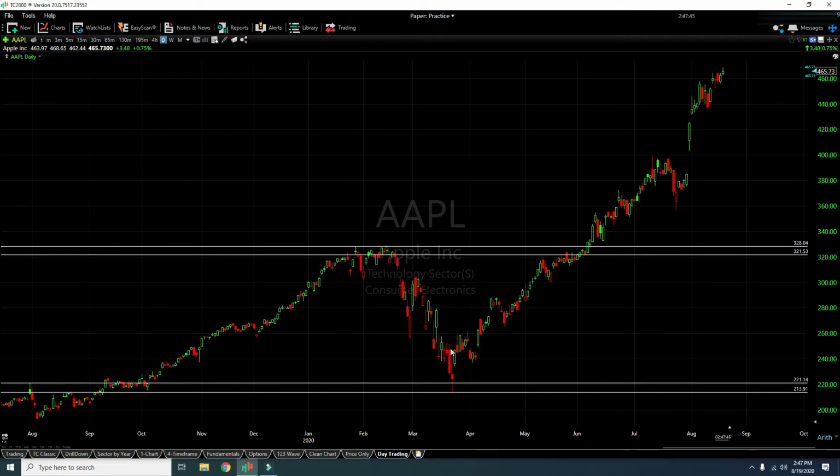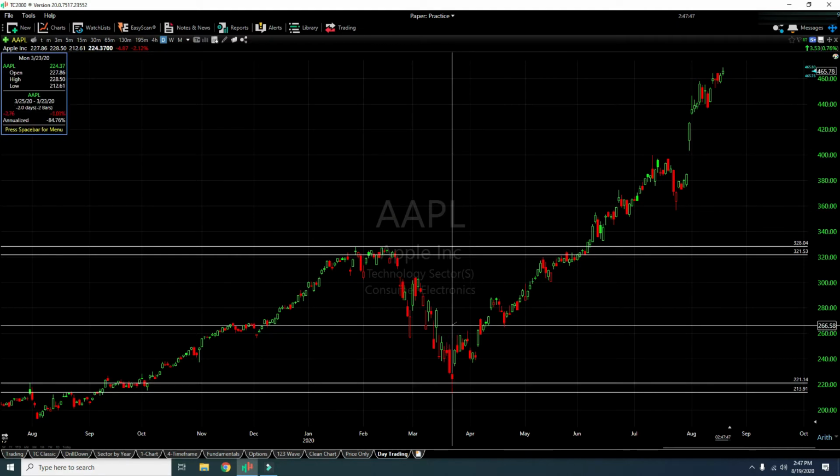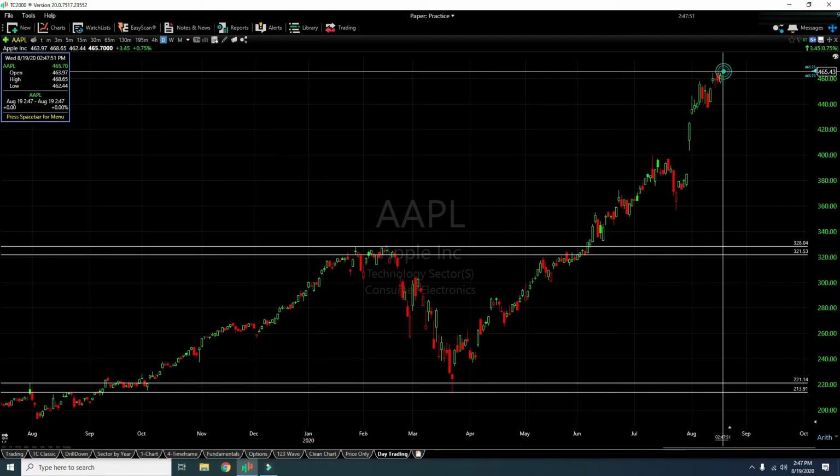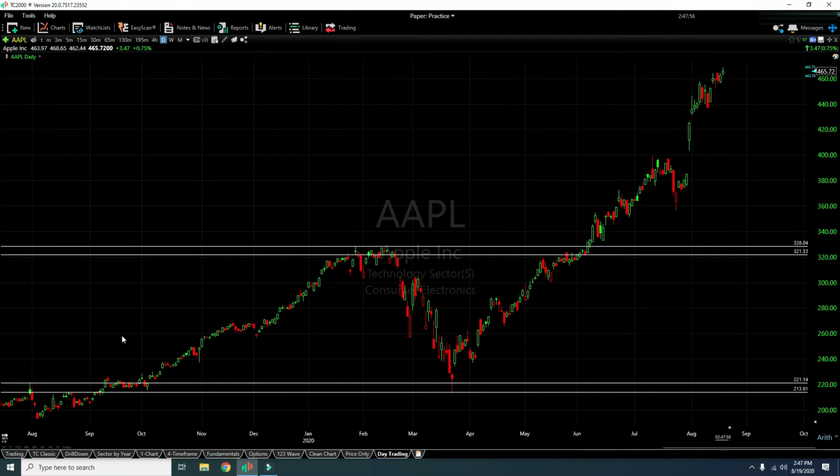So even at this low on March 23rd, you are not taken out of the trade. So it has stayed all the way till today. Today, Apple's current price is at $465.70. And you would have stayed in the trade for a long time to make a good profit. So it is very important to mark support and resistance as an area, not as a line.